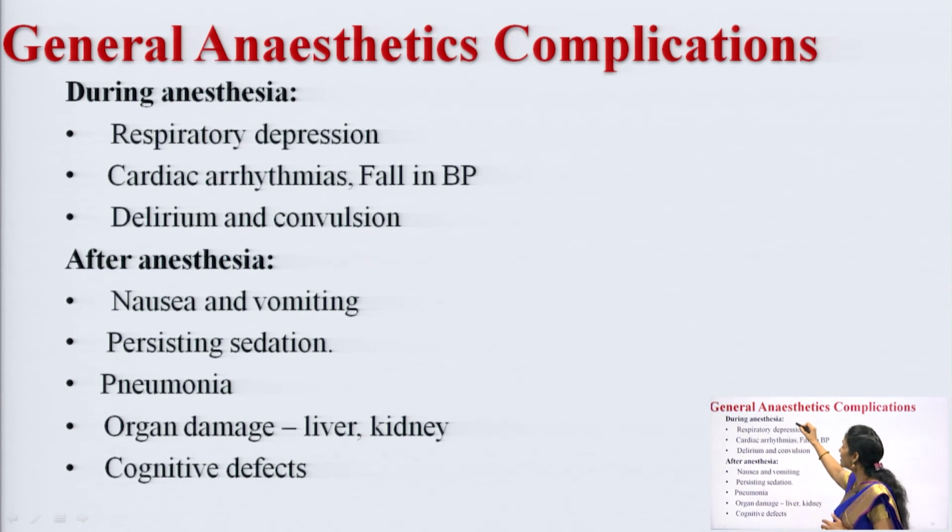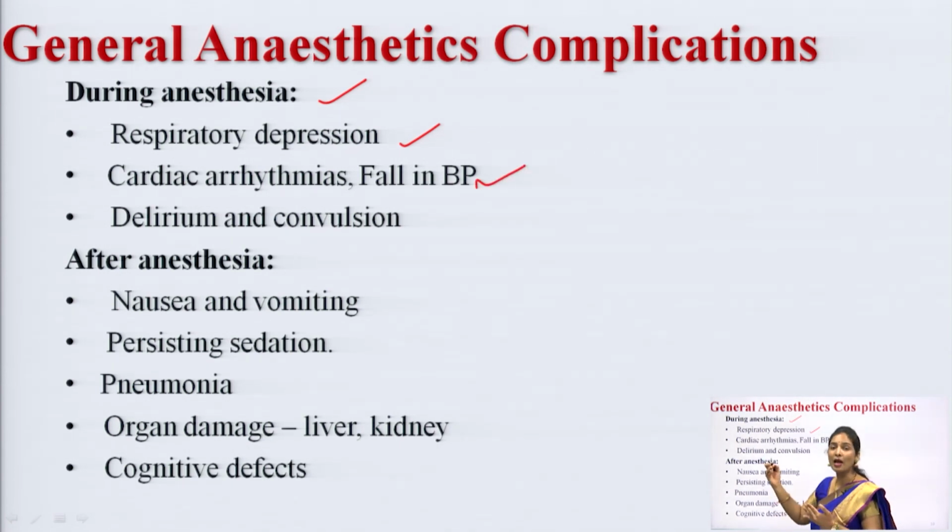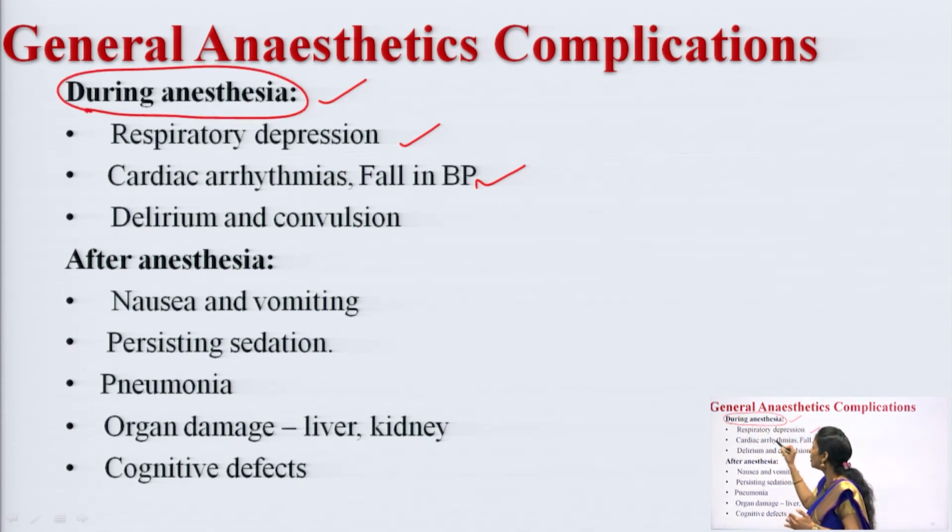During anesthesia you can see respiratory depression, cardiac arrhythmias, a fall in blood pressure, convulsions, and delirium. All these things happen during anesthesia. After giving anesthesia, what complications can you see? Nausea, vomiting, sedation, pneumonia. Sometimes you can see major organ damage like liver and kidney damage, and cognitive effects. All these are the disadvantages.